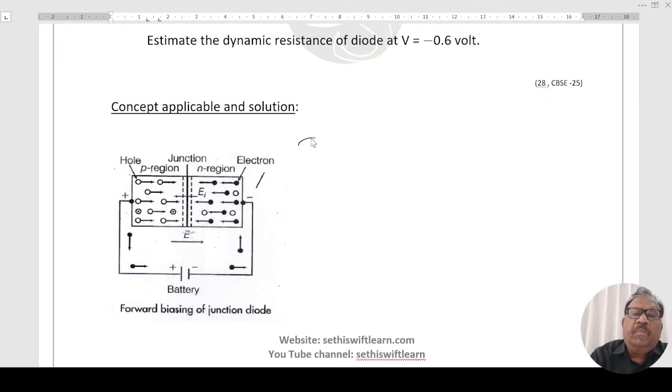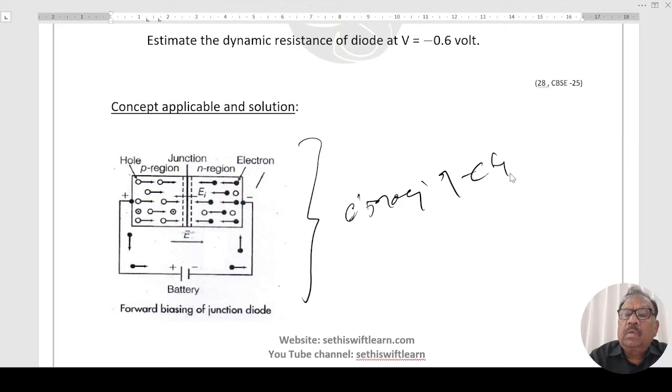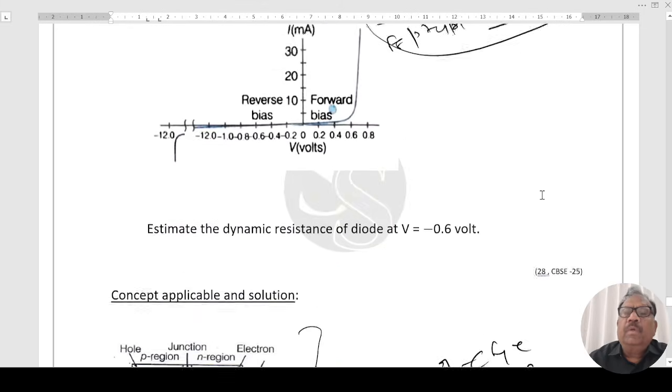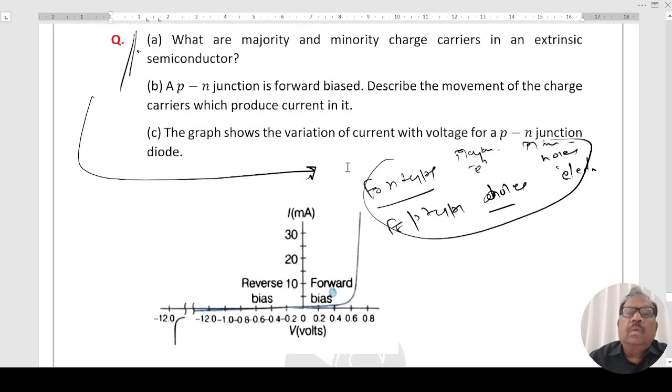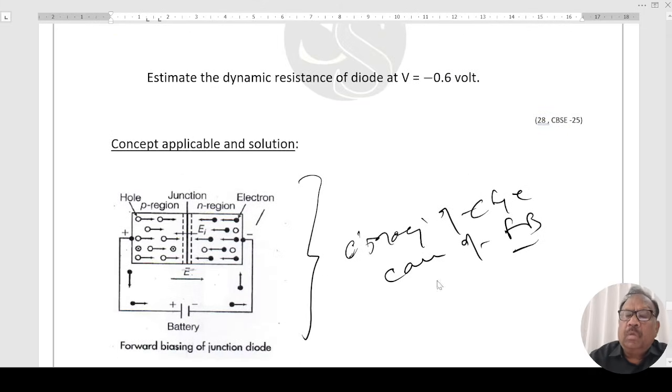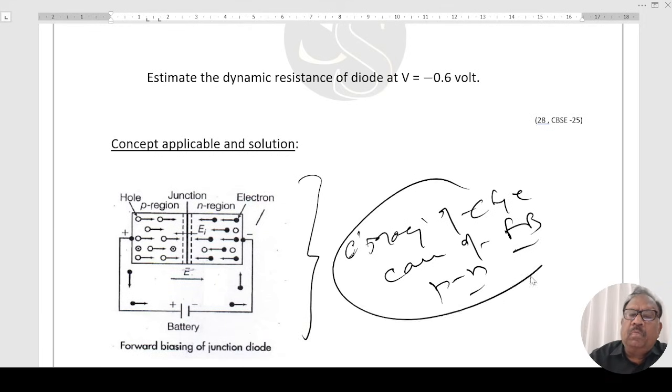This is the movement of charge carriers. Movement of charge carriers in forward bias p-n junction. You can observe it very well and define it, right?